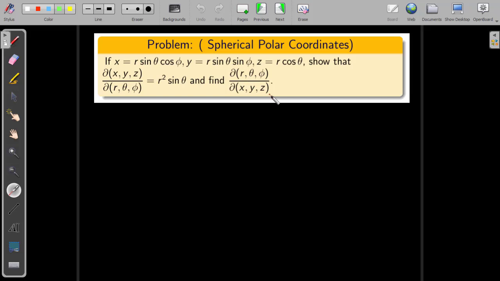Here the independent variables are r, theta, phi. X is a function of three independent variables r, theta, phi. Y is a function of three independent variables r, theta, phi. Z is a function of r and theta only; phi is not there.